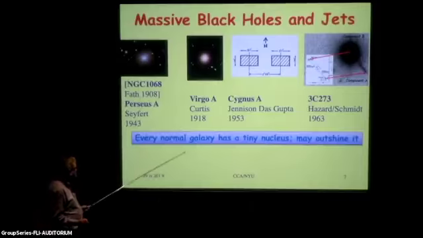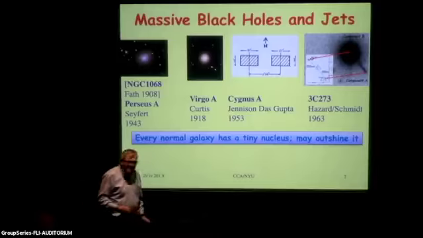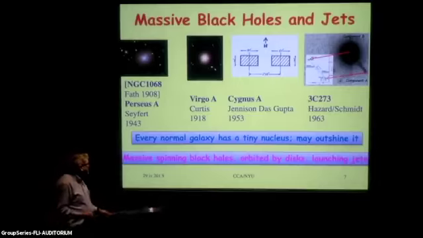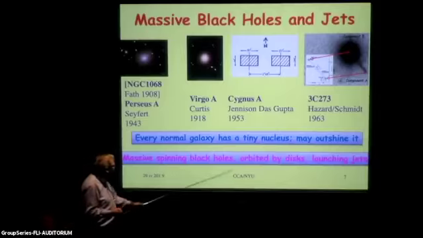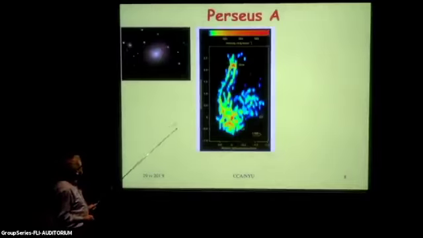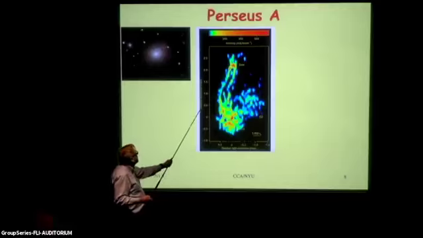And now we know that essentially every normal galaxy has a tiny nucleus which may outshine it, and massive spinning black holes orbited by disks launch jets in them. These are normal galaxies. We're not so sure about what's going on in dwarf galaxies, but that's basically the pattern. Okay, so let's go back to Perseus A. This is what it looks like now. These are the radio images. The black hole, or core if you like, is there, and then we've got a counterjet there.